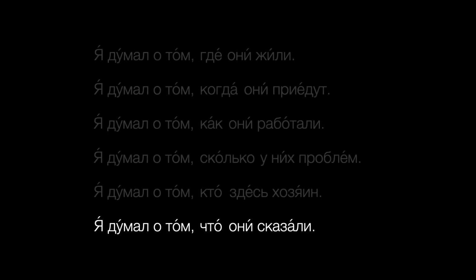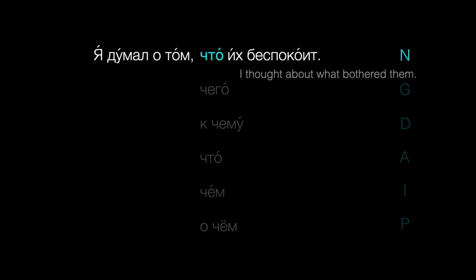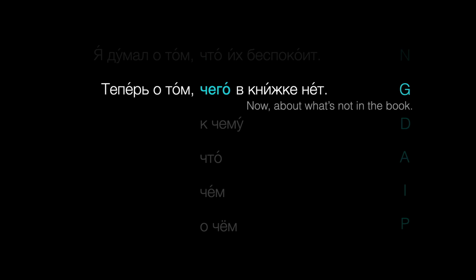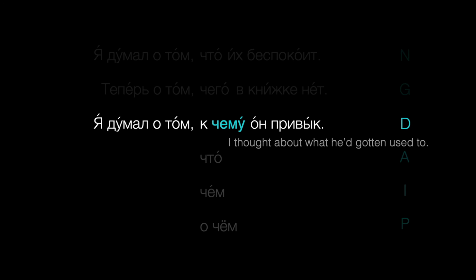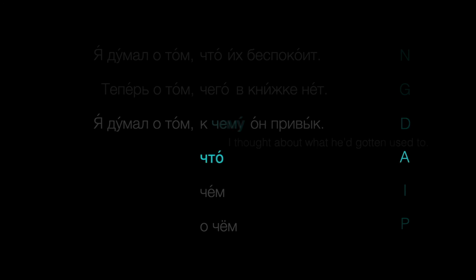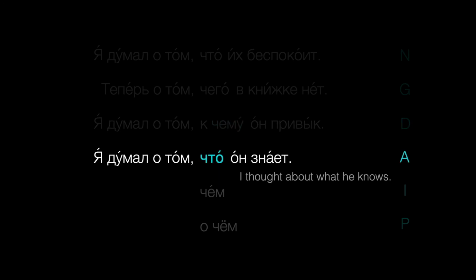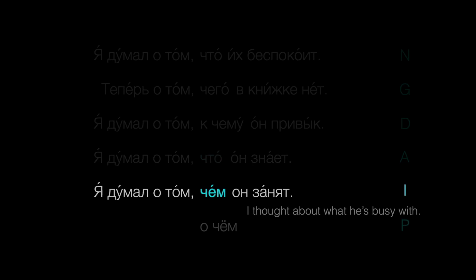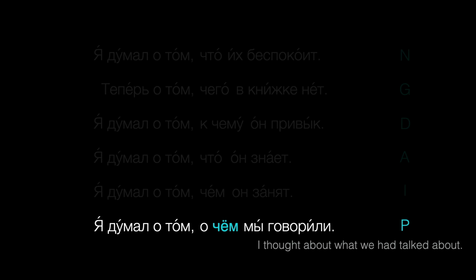And there's something to keep in mind with this last example. You probably know that что changes for case, and so we'll see that in these constructions too. Я думал о том, что их беспокоит. Теперь о том, чего в книжке нет. Я думал о том, к чему он привык. Я думал о том, что он знает. Я думал о том, чем он занят. Я думал о том, о чем мы говорили.